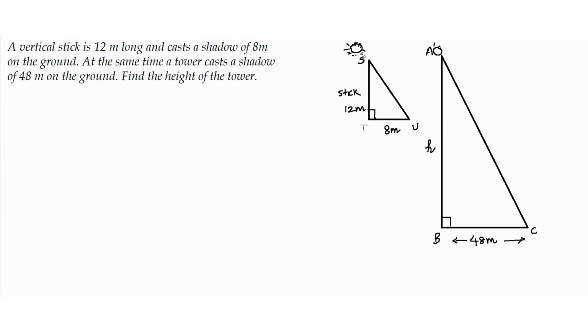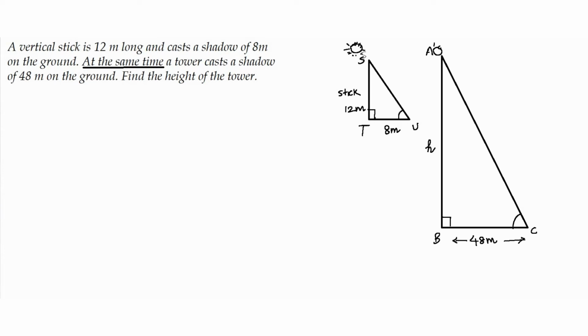So now, because it is at the same time, "at the same time" is the important phrase. It means that the angles made with the horizontal are both equal to each other, because the angle at which you observe the sun is going to be the same from all points. That is why angle U should be equal to angle C, and of course angle T, which is 90, should be equal to angle B, which is also 90.